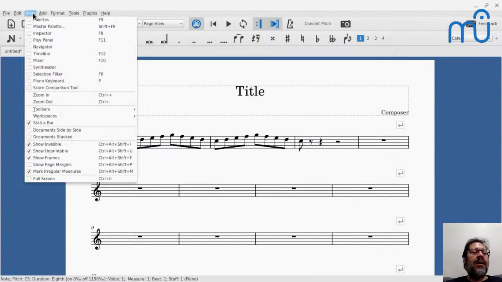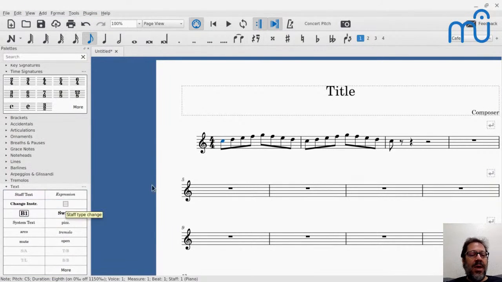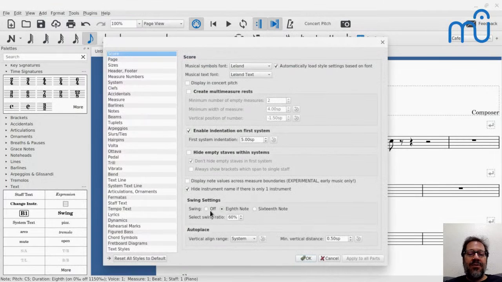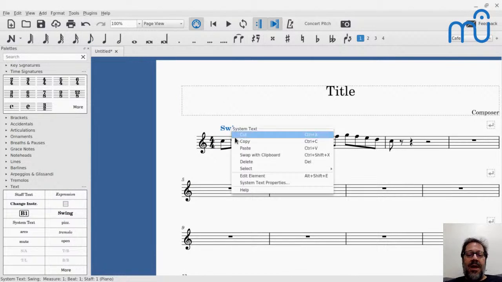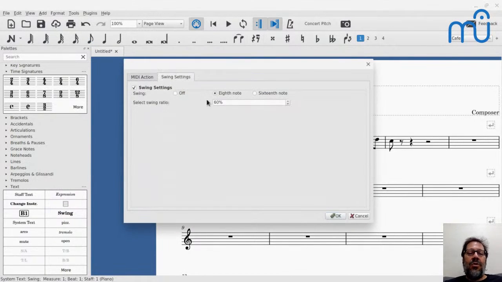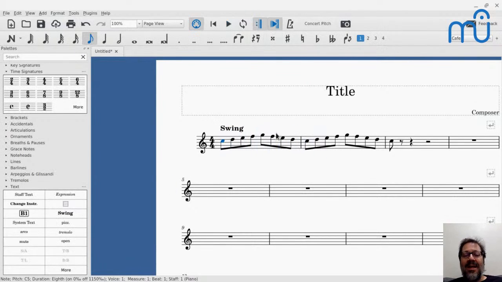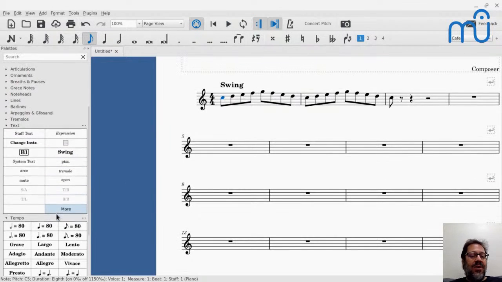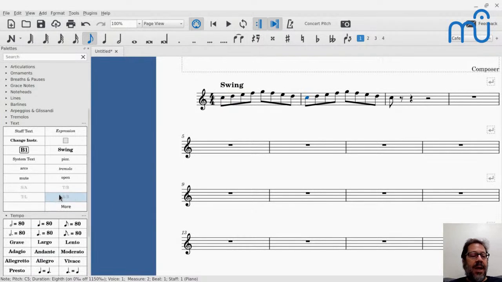And if I bring those palettes back, the same exact ratio applies if I make the swing happen using text instead. Normally I don't use the style setting. I just happened to see it there, so I wanted to show you. Normally you would do swing using text there, and it has properties that let you control that same ratio, and you have that 60%. The nice thing about doing it this way is then you can also add straight. Yeah, straight is in here. You can then turn it off by adding the straight text.